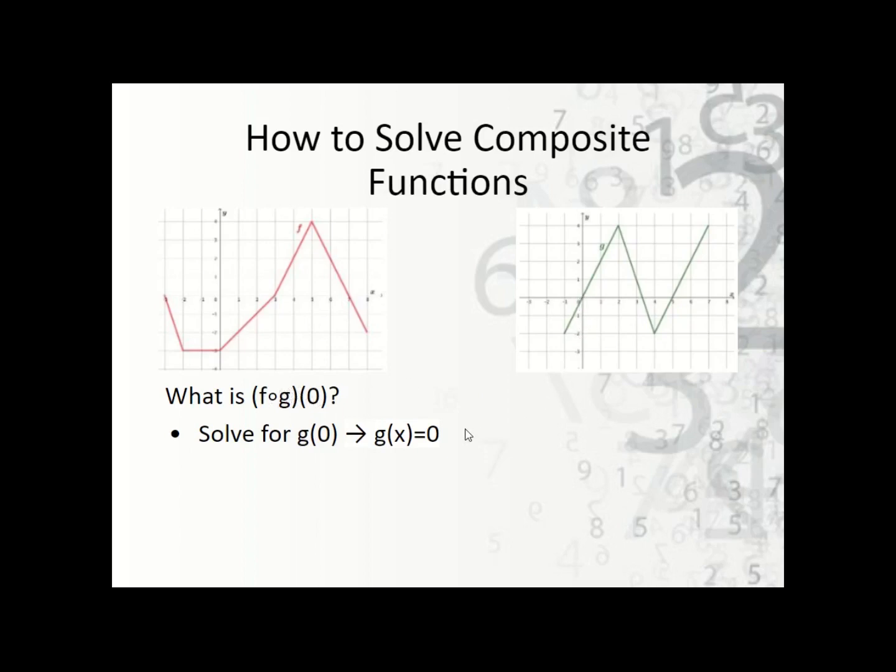And then we plug that in to f. So f of 0 is negative 3. So f of g of 0 is negative 3.